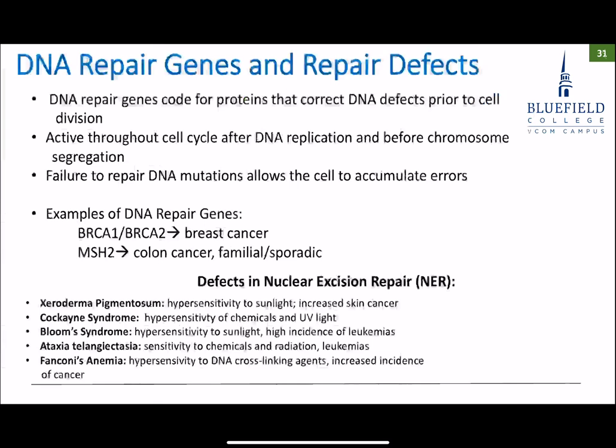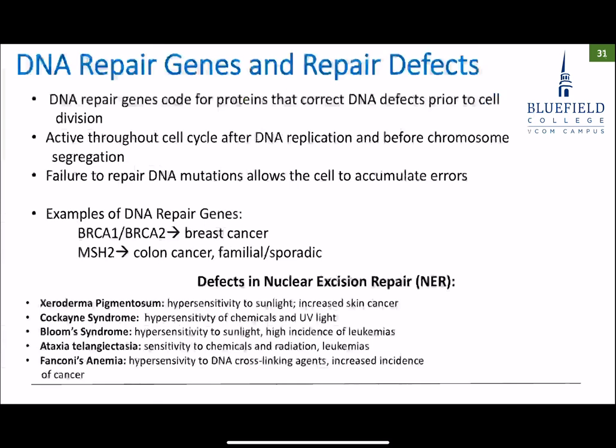For example, xeroderma pigmentosum, it's a condition in which some of these DNA repair genes are mutated, leading to hypersensitivity to sunlight and increased skin cancer risk. Cockayne syndrome, it's also hypersensitivity to chemicals and UV light. Bloom syndrome, it's sensitivity to sunlight and associated with high incidence of leukemias, and so on. Fanconi anemia is also quite famous. For Fanconi anemia, there are some symptoms that are not directly related to cancer, but at the same time, the cancer risk is increased in all these syndromes.